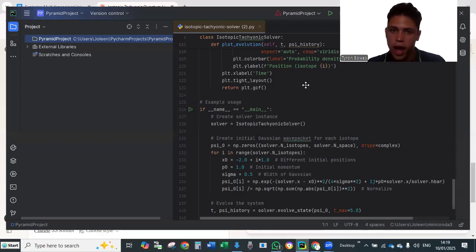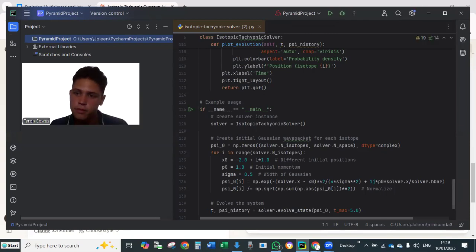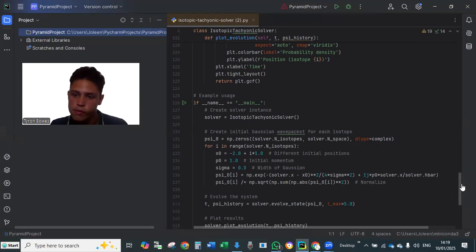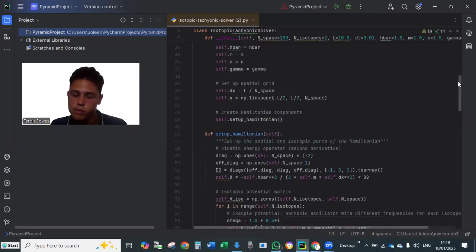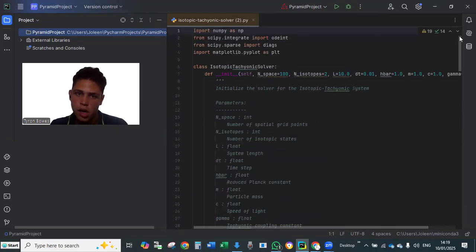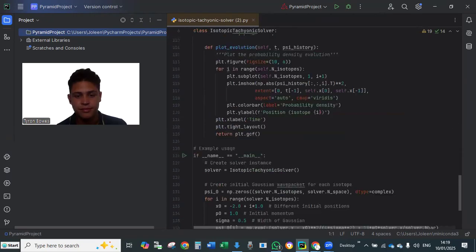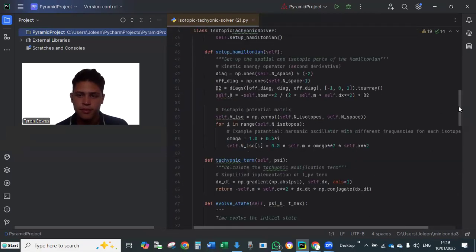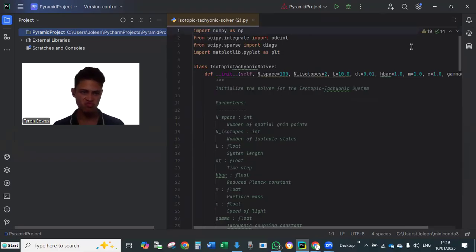Here's the actual code in PyCharm. So look at this. This is the actual code in PyCharm. Look at that.